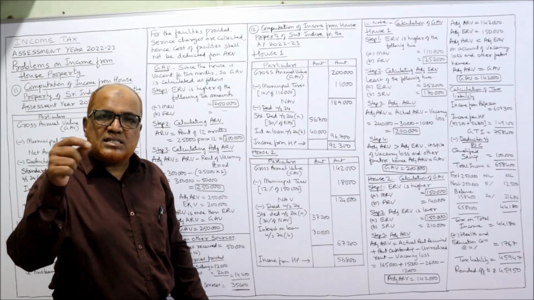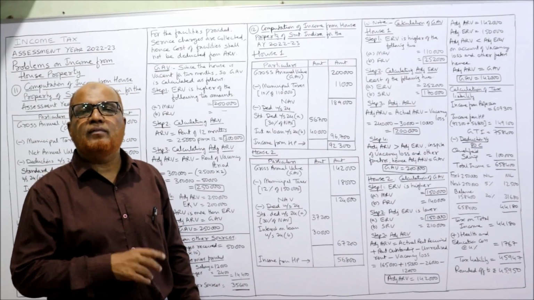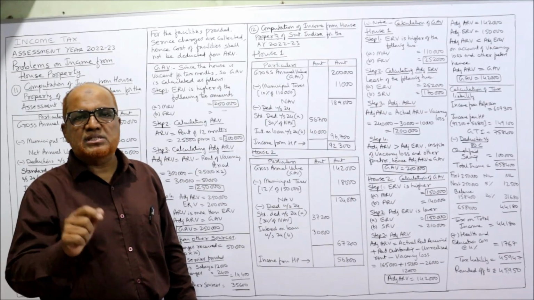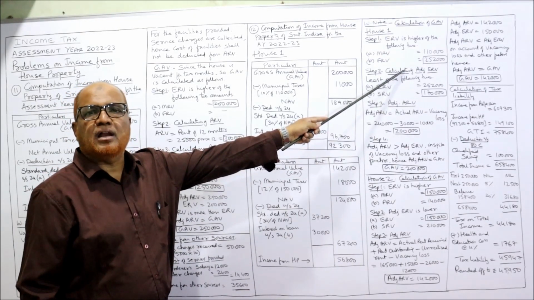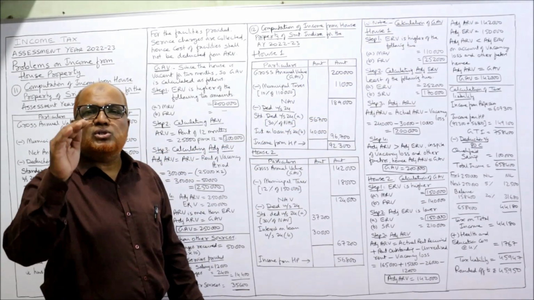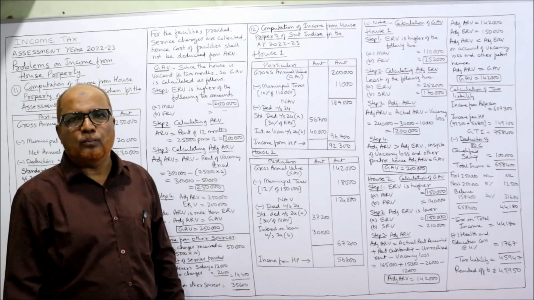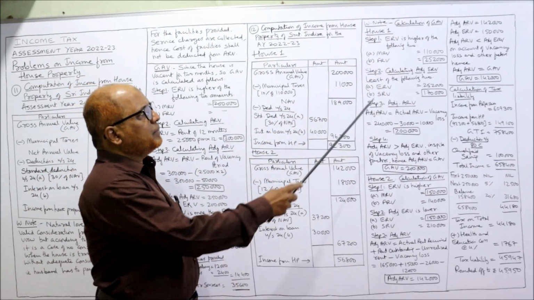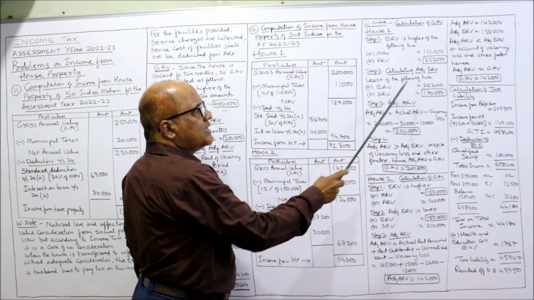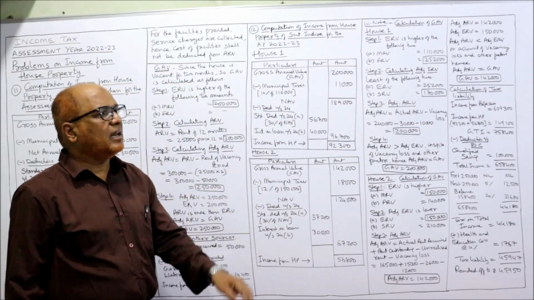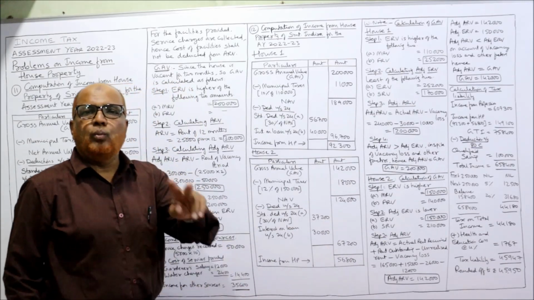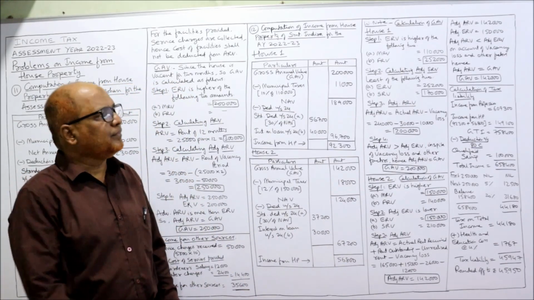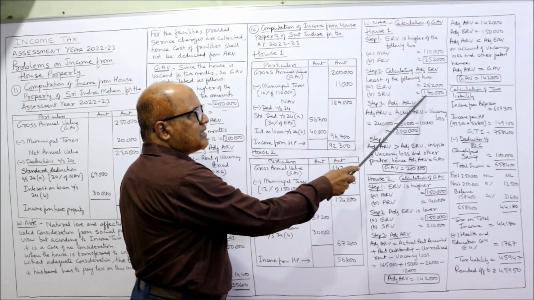Now adjusted ERV, because we are given standard rent. Whenever standard rental value is given, we have to calculate adjusted ERV. So adjusted ERV is the lower of the following two: ERV, which we got in the first step, 2,52,000, and SRV, standard rental value, 1,70,000. Whichever is lower is the adjusted ERV. So adjusted ERV is 1,70,000.